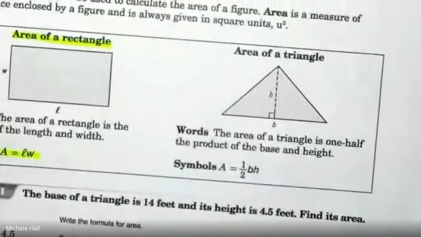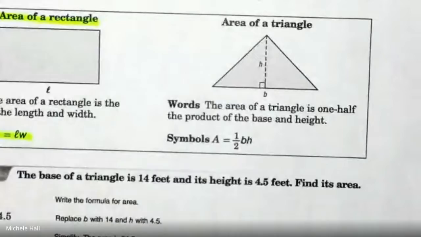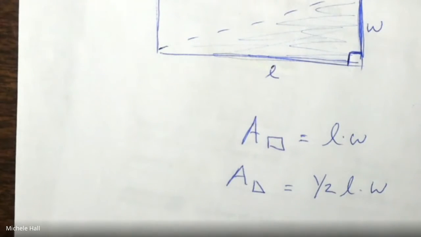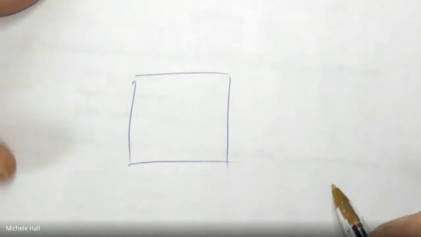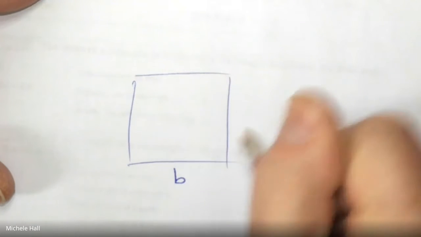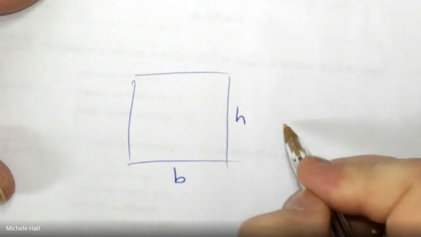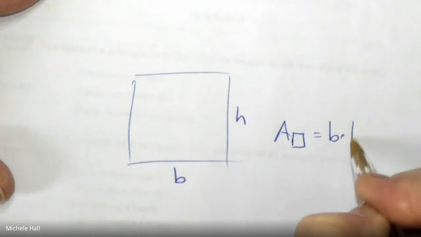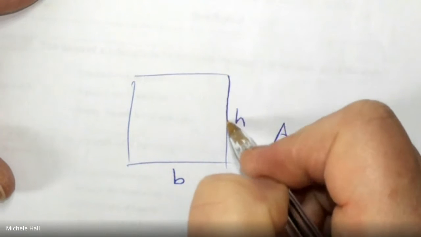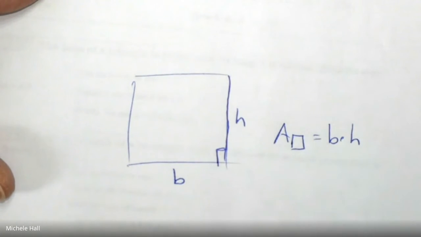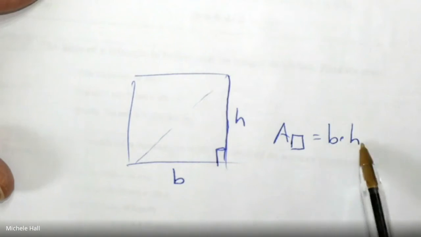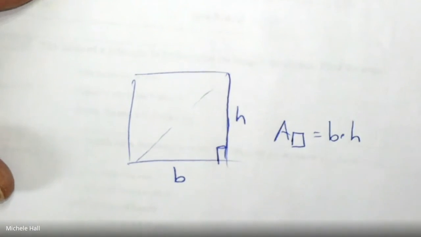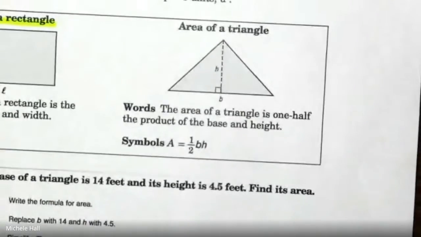On this, they're calling it base times height, because if I have a square, the area of a square would be the base times the height. And notice that that height is perpendicular. That's going to be important, that your height is always perpendicular. And again, if I cut that in half, then the area of that triangle would be half the side times side. Here they're calling it base times height. That's where they're getting this from in the formula right now.